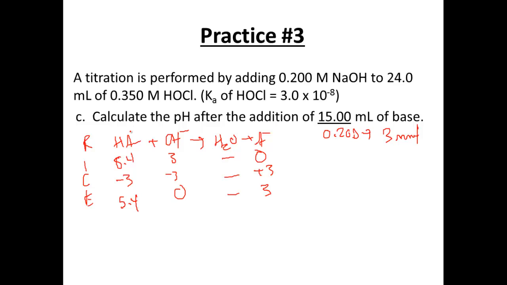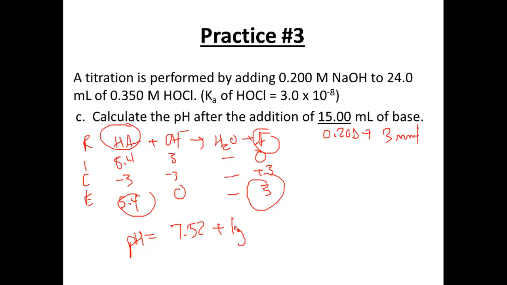And now we have a ratio of 3 over 5.4 in the Henderson-Hasselbalch equation. So pH is equal to the pKa, which we found was 7.52 in the previous problem, plus the log of the base component, 3, over the acid component, 5.4. And when we do this, we end up with a pH of 7.27.